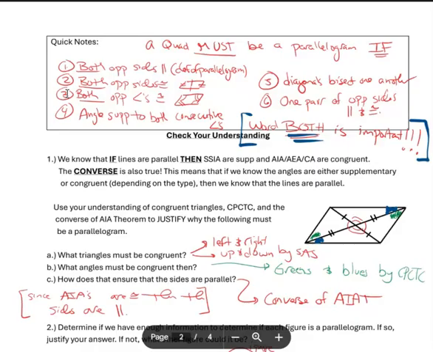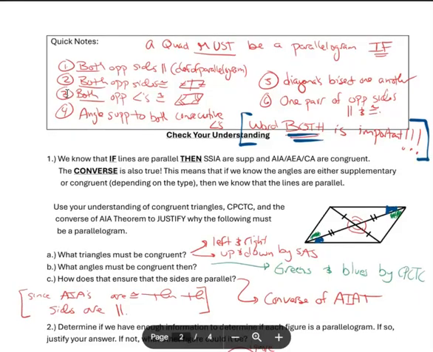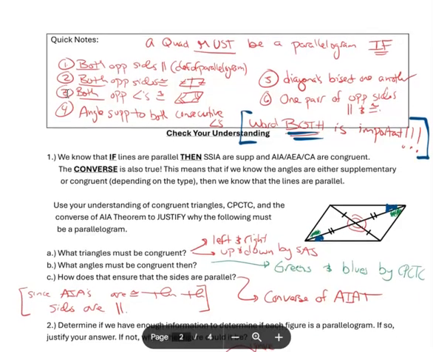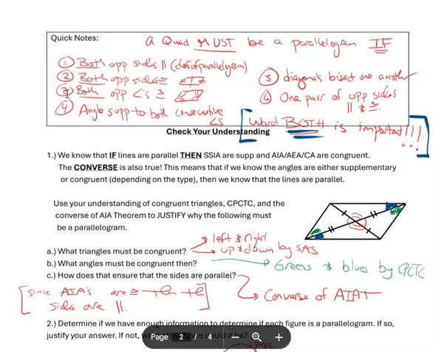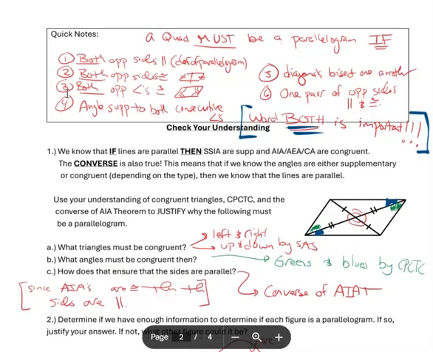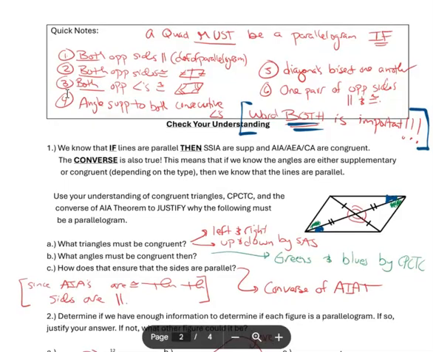So what this tells you in the quick notes is that a quadrilateral must be a parallelogram if both opposite sides are parallel, if both opposite sides are congruent, if both opposite angles are congruent, if an angle is supplementary to both consecutive angles, if the diagonals bisect one another, or if one pair of opposite sides is both parallel and congruent. Now the word both is very important here.